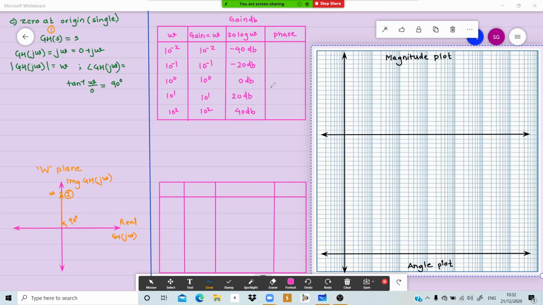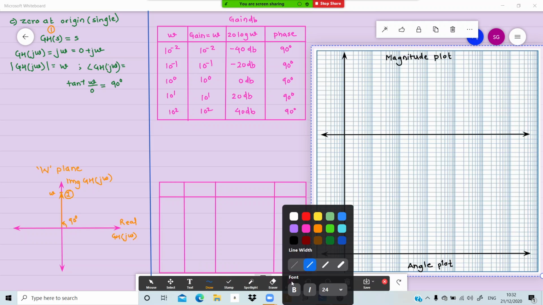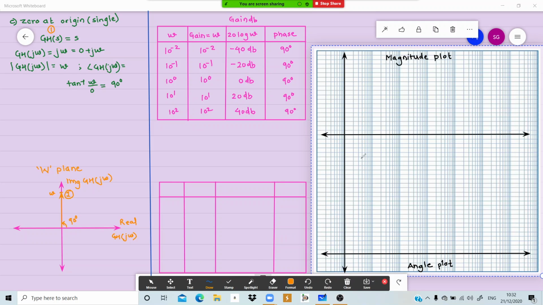And no need to worry about the angle. We know it is going to be 90 degrees for all, so no need to write 90 separately. Actually, it is constant for all. Done? Correct? So we'll now see how we can draw it on the Bode plot. I am talking about magnitude over here and angle over here. So let us say this is 10 raised to minus 2.